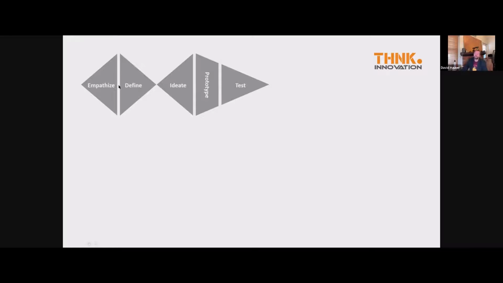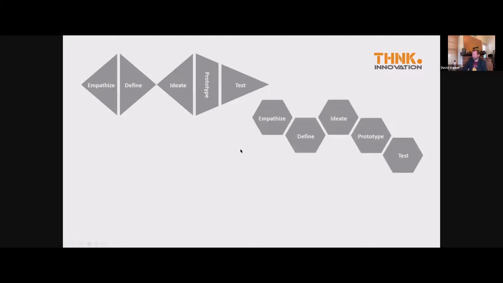where you use your creative capacities during empathy and ideate to come up with a lot of ideas, as well as showing the progress through the design thinking process. And another common model that you will find a lot in literature are the 5 hexagons, which was made famous by IDEO, some of the pioneers of design thinking from California, early collaborators of Apple. So those are the 2 most common models that you will find.